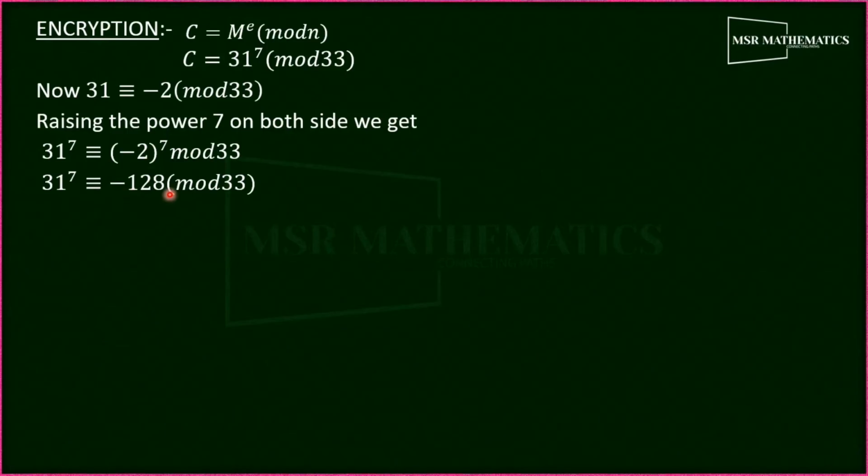Next we have to obtain the remainder value when 128 is divided by 33. Here we divide 128 by 33 and get a remainder. Here 33 into 4 is 132. If we take the quotient as 3, 33 into 3 is 99, and if we subtract 99 from 128, we get a larger value. So to reduce that, we take the quotient as 4. Here 33 into 4 is 132, which is close to 128.